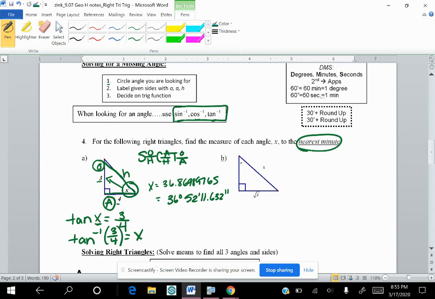If I asked you to round to the nearest second here, then you would just use your normal rounding rules. So it would be 36 degrees, 52 minutes, 11.6 seconds. But since I said to the nearest minute, we're looking at how many seconds we have. And since it's less than 30 seconds, it's going to stay at 52 minutes. So it would be 36 degrees, 52 minutes. If it had been over 30 seconds, we would have rounded up to 53 minutes. And also very important that you write how many degrees, because the minute is a smaller unit than a degree. So we have to include how many actual degrees there are first.